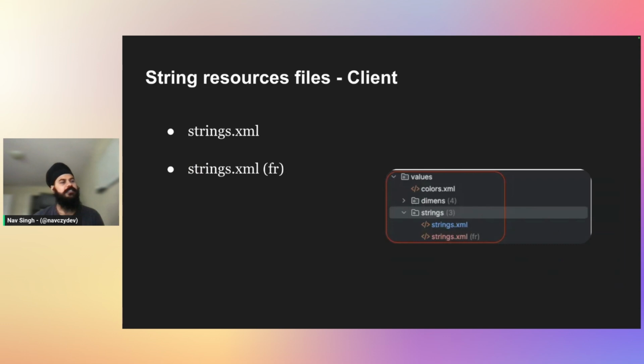And this is the string resources files that we have in our client application. As you can see here, we are not targeting any specific region. As I described, we have a normal string file and then the string file for the French localization. We are not targeting any specific region for French.